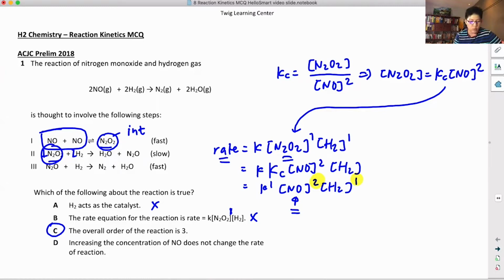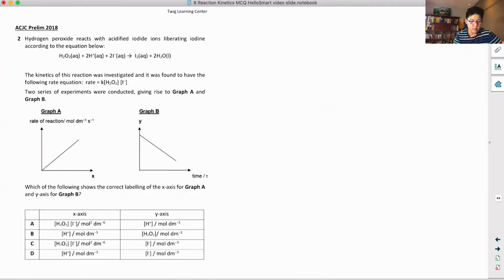Okay, let's look at question number 2. Hydrogen peroxide reacts with acidified iodide, liberating iodine according to the reaction. They gave you these two graphs and asked which of the following shows the correct labeling of the x-axis. So this is the rate equation: rate equals k [H2O2][I⁻].